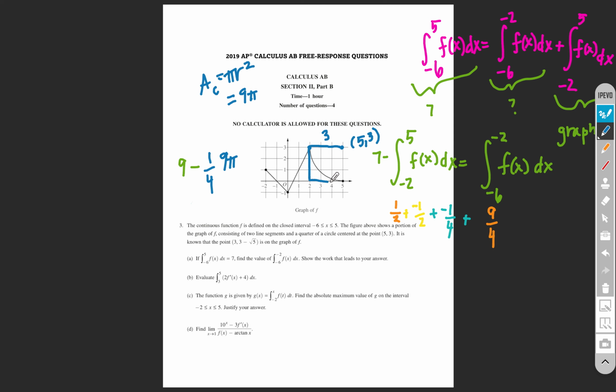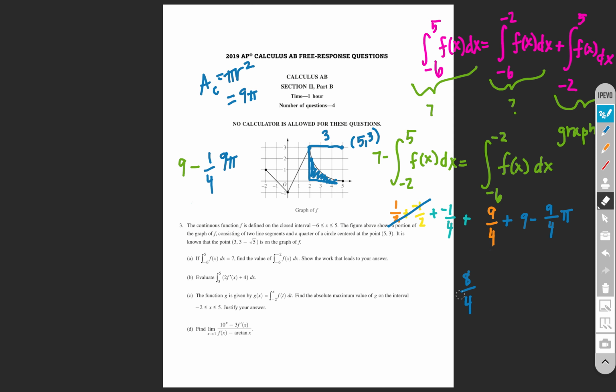So we now know the area underneath this portion of the circle. It is 9 minus 1/4 of 9 pi. So we're going to put that in here. Plus 9 minus 9/4 pi. From there, we can start simplifying this massive expression. 1/2 plus -1/2, that's going to be 0. -1/4 plus 9/4, that's going to be 8/4. Right, this piece, 8/4. And then that's going to be 2.